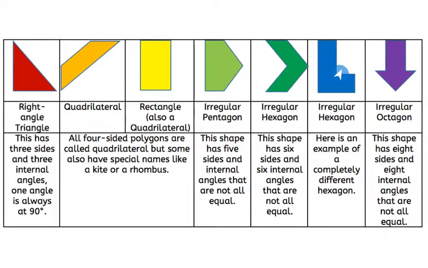So this is an irregular hexagon, because it's got 6 sides, and this arrow shape has got 8 sides, so it's an irregular octagon. So just again, pause the video and have a read through of the bits of information there.